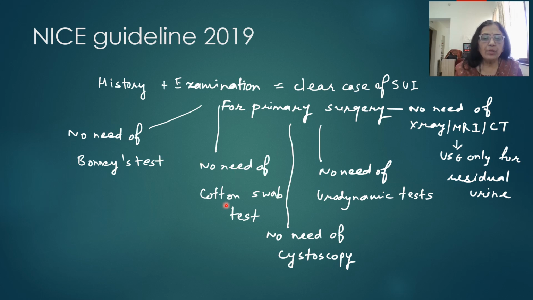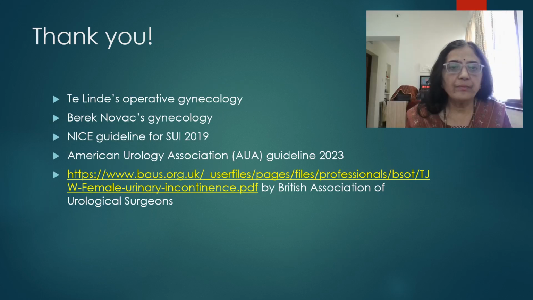It has been clearly written in this NICE guideline 2019 that the cotton swab test is no more being advocated for evaluation of a case of suspected SUI. No need of cystoscopy, no need of urodynamic tests for an uncomplicated SUI for primary surgery, and no need of X-ray, MRI or CT scan. Ultrasonography is also only indicated for assessment of residual urine.